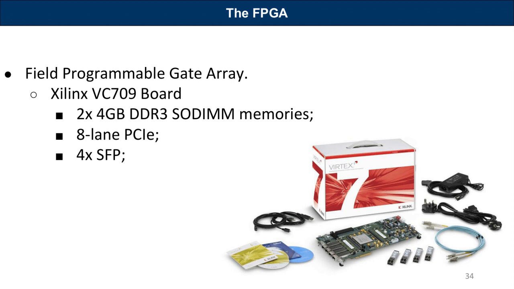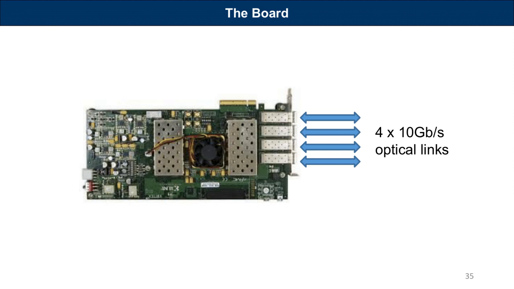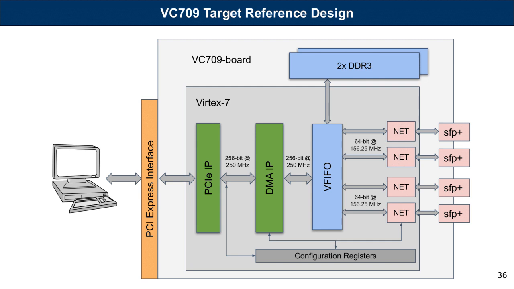Each SFP Plus interface allows communication of up to 10 gigabits per second, reaching a total of 40 gigabits per second of bandwidth in the optical fiber. Besides the physical components of the board, the kit also comes with a target reference design, featuring a PCI Express IP, a DMA IP, a network module, and a virtual FIFO memory controller. This is the base platform on which we'll build our hardware.